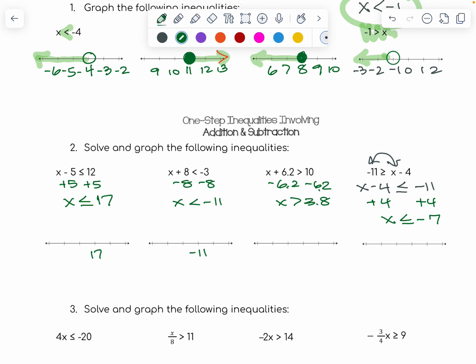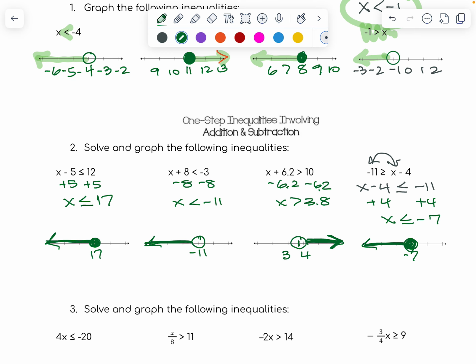17, -11. Oh, don't put 3.8 on here. Put 3 and 4. It's going to be in between them. All right. Closed circle, and I'm shading this way. Open circle, same direction. 3.8 is probably going to be about here. Open circle, and it's greater than, it's going that way. 3.8 is in between 3 and 4. And this should be a closed circle and less than.